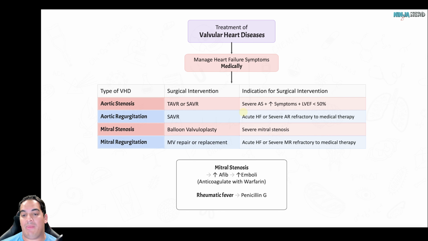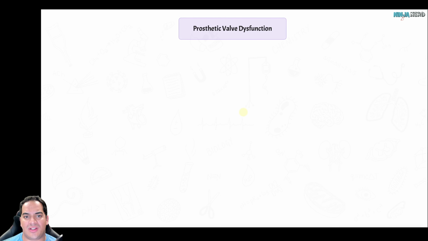The other thing here is rheumatic fever. If any of these patients have these diseases because of rheumatic fever, you have to treat them with penicillin G, and they may be on that for a decent amount of time. All right. Last thing to discuss is if a patient gets a valve replacement, we put in a prosthetic valve, and this is either mechanical or it's bioprosthetic.